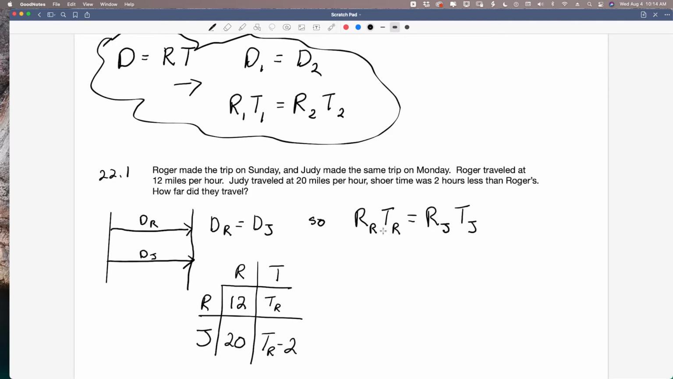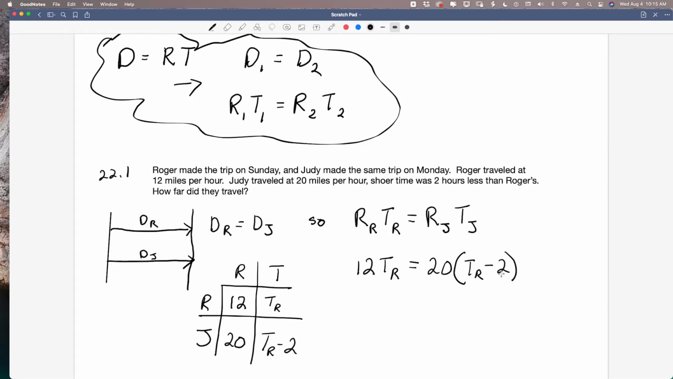So we just take this and drop it in. RR, that's going to be 12. TR, we don't know what TR is, so we just drop that variable in place. Now the rate of Judy is 20, and the time of Judy is TR minus 2. See how that works out? We take this and put it in here. So now we just do the math.